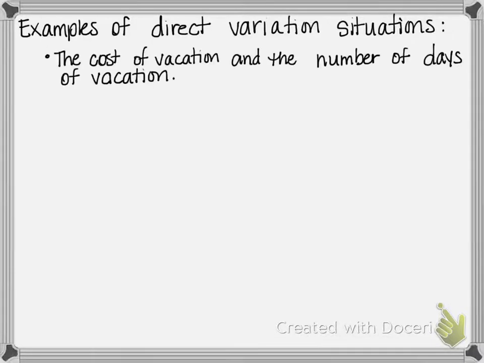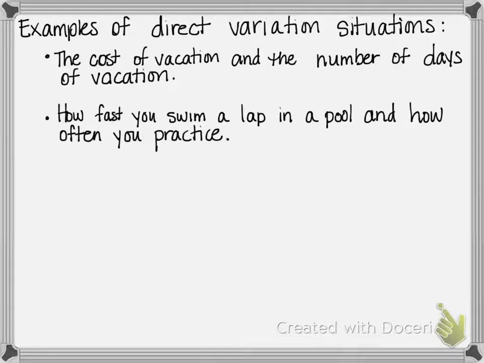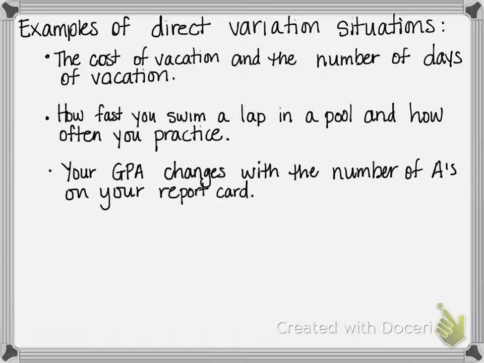The first situation is the cost of a vacation and the number of days of vacation. Typically, as you have more days of vacation, it's going to cost you more and more. Next, how fast you swim a lap in a pool and how often you practice. Typically, the more often you practice, the faster you will get swimming laps. The less you practice, you will not be swimming faster. Your GPA changes with the number of A's on your report card. As you increase the number of A's, your GPA goes up. As you decrease the number of A's, your GPA goes down.